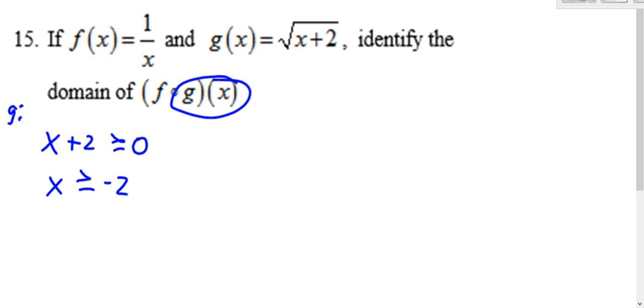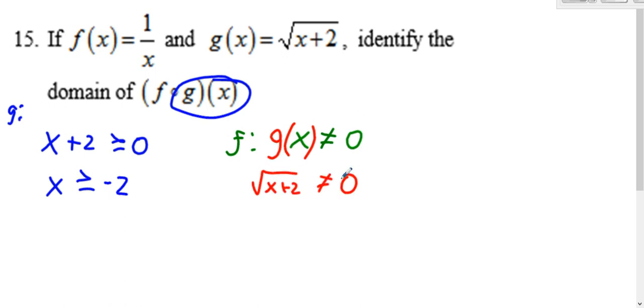And we're going to do the same thing for F. We're going to get the restriction from F. The denominator can't be 0. X cannot be 0. Then we replace X with G of X because we're plugging G into it. So that's square root of X plus 2 cannot be 0.